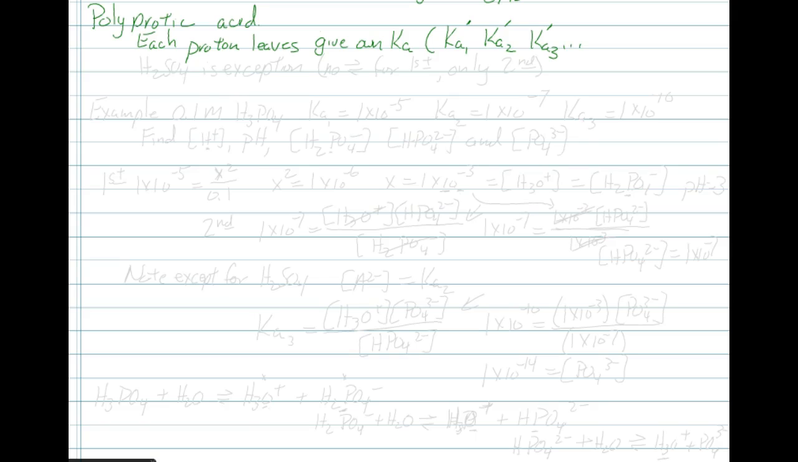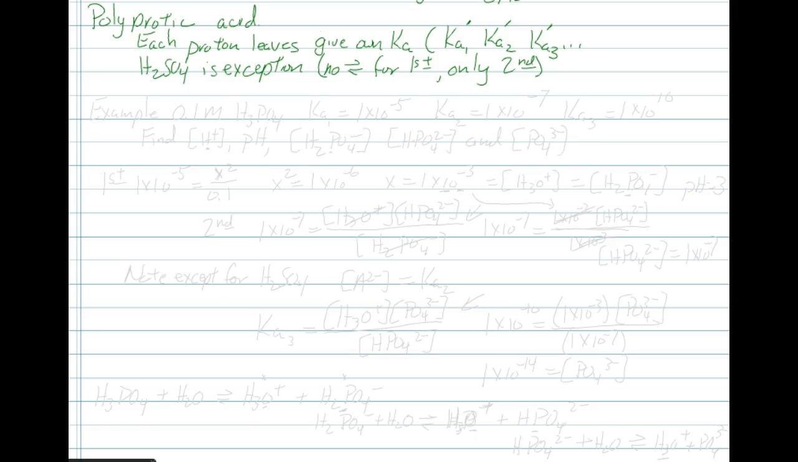Ka2, Ka3 usually, not very often for Ka4 and beyond. The exception to this polyprotic rule is H2SO4. There is the exception. There's no equilibrium for the first, so Ka1 isn't given. It's a strong acid. So you only deal with Ka2, or the second ionization that's going on.